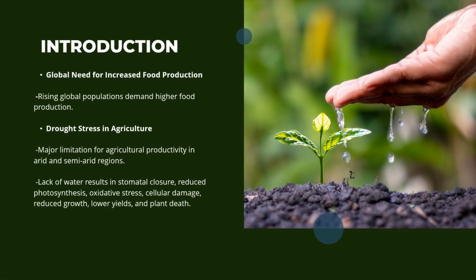So let's begin. Nowadays, there is a global need for increased food production due to the rising demand of the global population. However, there is a major limitation for agricultural productivity, which is drought stress. Especially in arid and semi-arid regions, the lack of water can lead to reduced growth, lower yields, and even plant death.